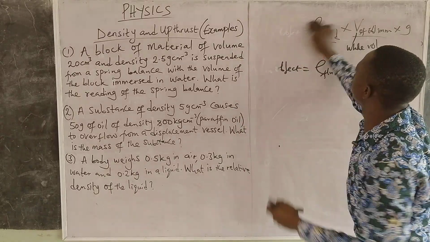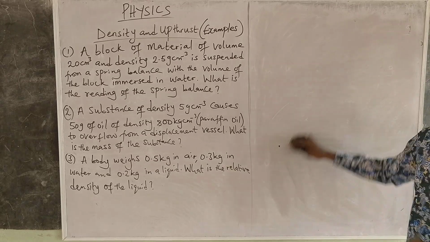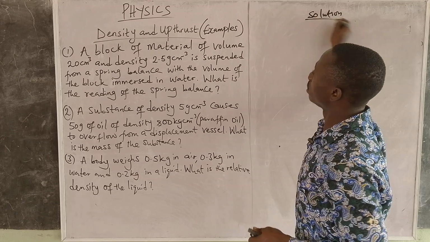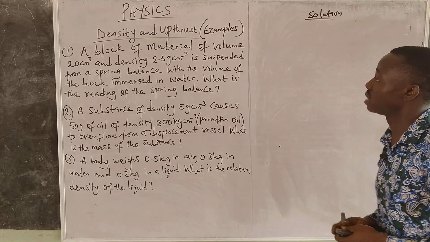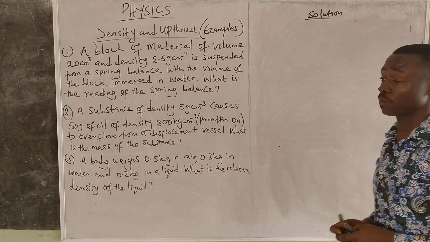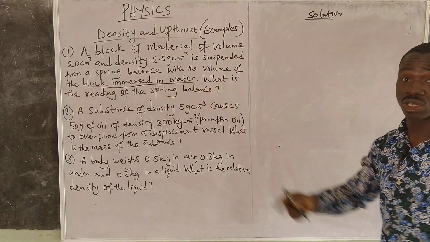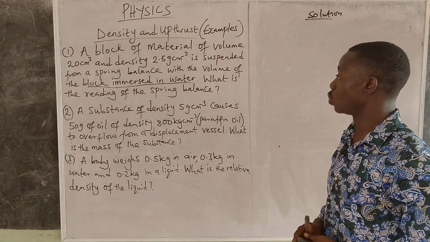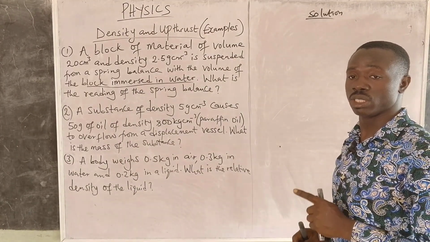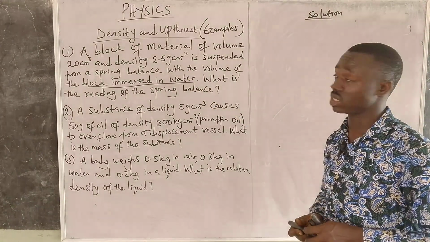Now we can solve these problems on the board. So the first question says a block of material of volume 20 cm cube and density 2.5 gram per cm cube is suspended from a spring balance with the volume of the block immersed in water. Now, the whole volume of the block is immersed in water. This one is not a fractional part of the volume immersed, but the whole. So what is the reading of the spring balance? Now, by the reading of the spring balance, they mean what the spring balance is going to read when the whole body is submerged or immersed in water.